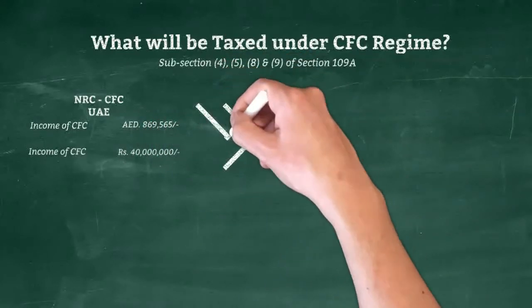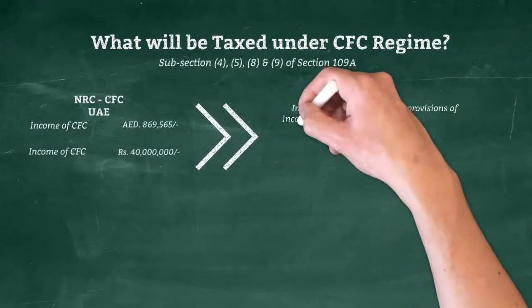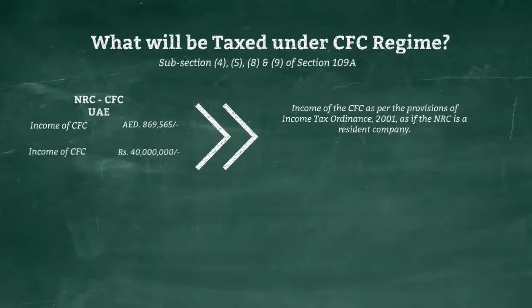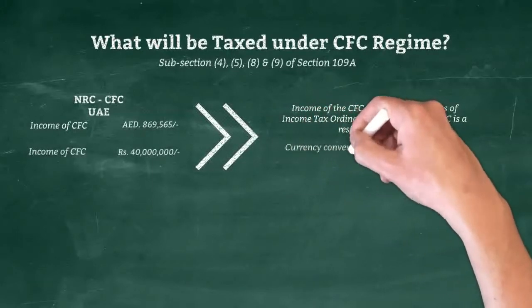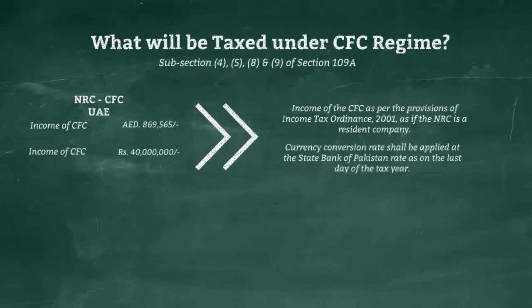The principle under these figures is that the income of the CFC, that is the non-resident company, shall be computed as per the provisions of the Income Tax Ordinance 2001, as if the non-resident company is actually a resident company in Pakistan. Thereby, for deriving the income of the CFC, all the provisions for computation of taxable income under the Income Tax Ordinance 2001 shall apply. Secondly, the conversion rate shall be applied at the State Bank of Pakistan rate as on the last day of the tax year, that is the 30th June, as for the normal tax year.